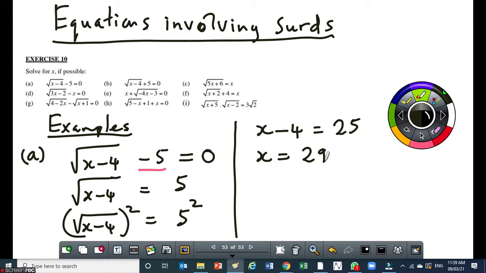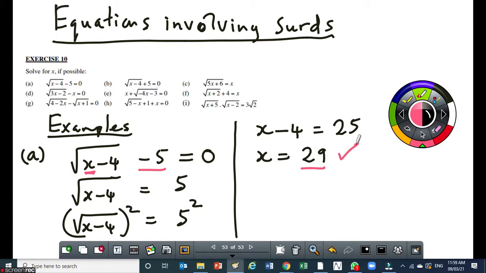Okay? Now, sometimes when you are solving equations involving surds, you may need to carry out a test or a checking. Okay? So, if I want to prove that my answer is right, it means where there is x here, I have to put what? 29. So if I put 29 here, 29 minus 4 will give me 25. The square root of 25 is 5. So it becomes 5 minus 5, which gives us 0. Which means this answer here is correct.